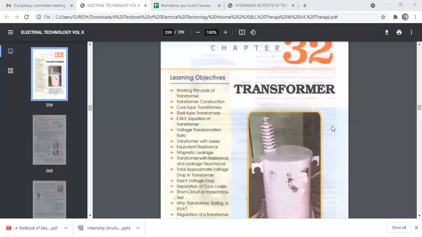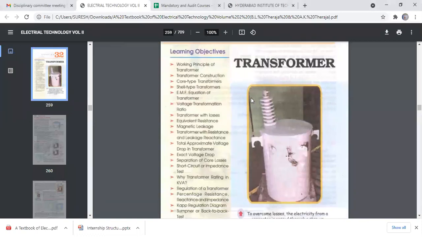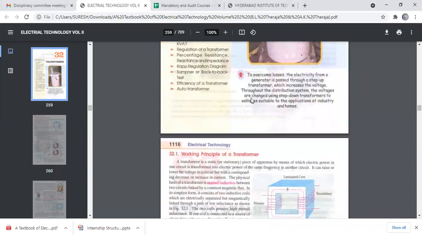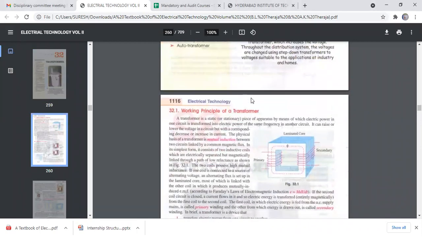Okay, we'll start the class. Yesterday we started the transformers, unit 3. A transformer is a device which steps up the voltage or steps down the voltage. Today we'll see the principle of a transformer.